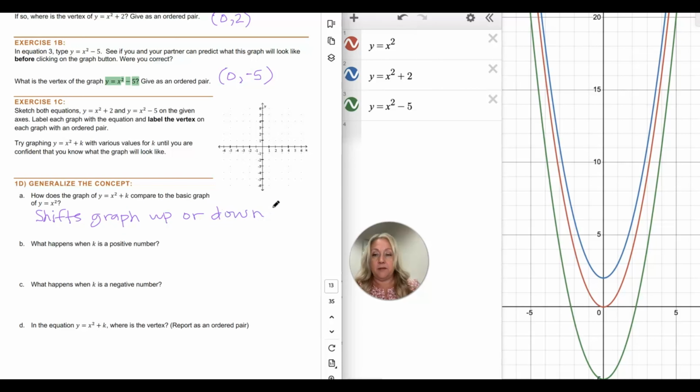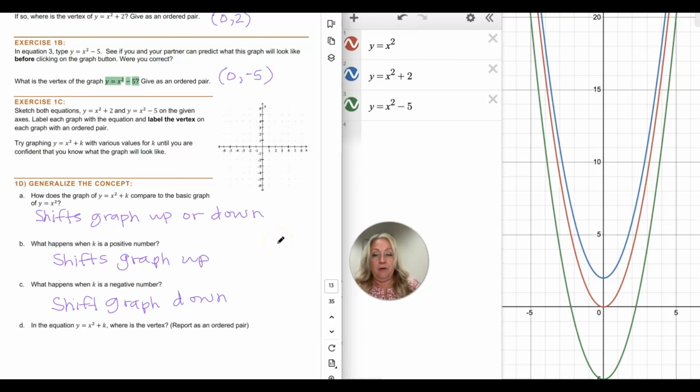Okay, but let's get a little bit more specific here. What happens when k is positive? Well, right here, k is positive, that plus 2, and it shifted the graph up 2 places. So when k is positive, it shifts the graph up. And then what happens when k is negative? Just like we saw in that third one, when that 5 is negative, it shifts the graph down.